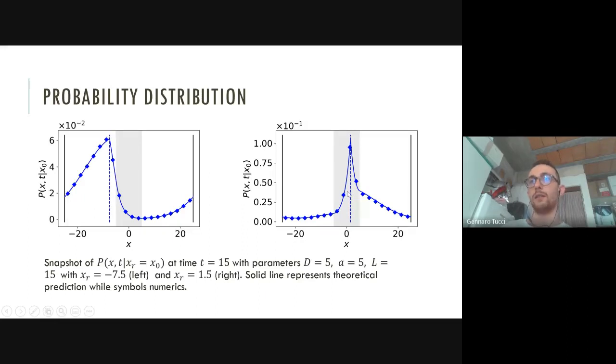In the second figure, we have instead the case in which the resetting point is inside the gray area, the resetting region. And in this case, the probability density is maximally peaked inside this region.